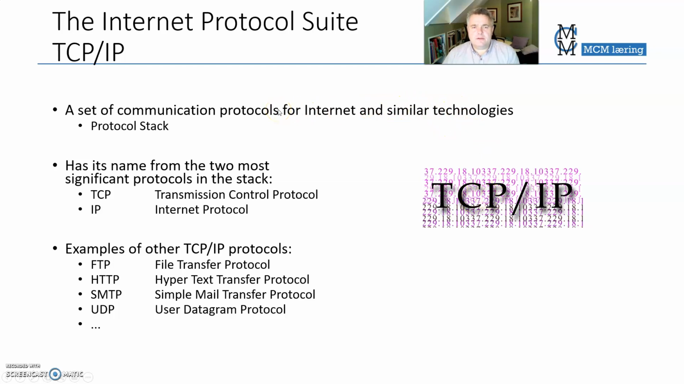So therefore, TCP/IP is not only for things that are about to go onto the Internet, but for similar technologies as well. It has its name from the two most important protocols, TCP and IP, but it holds many more protocols than those two. For example, FTP, HTTP, SMTP, UDP, and so on. The P's here are for protocol. File Transfer Protocol, Hypertext Transfer Protocol, and so on. Many protocols in that system.